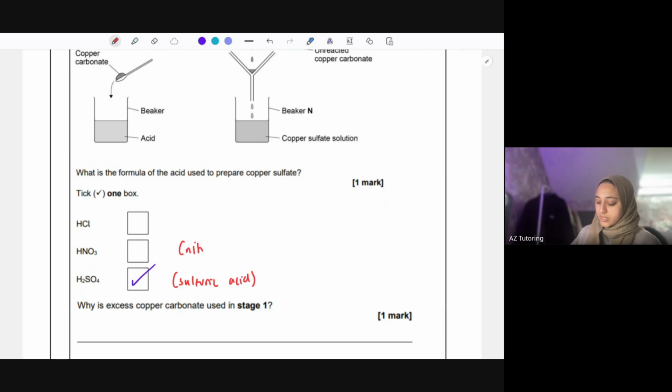This is nitric acid, so we call this the nitrate ion, and then that's your hydrochloric acid. So they're the 3 common acids they use. Okay, so the question says, why is excess copper carbonate used in stage 1? It's so all the acid reacts.